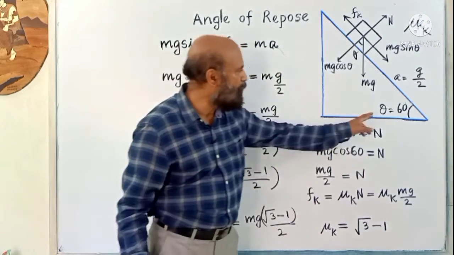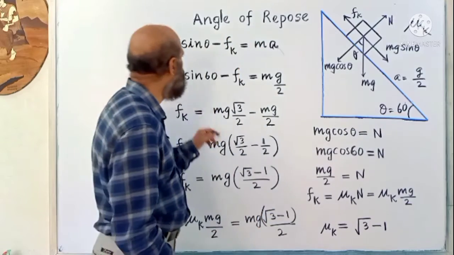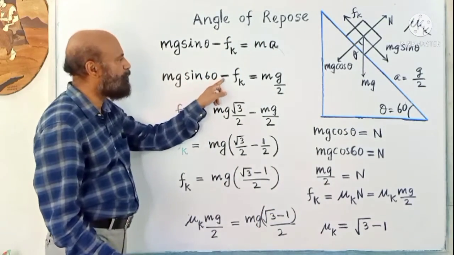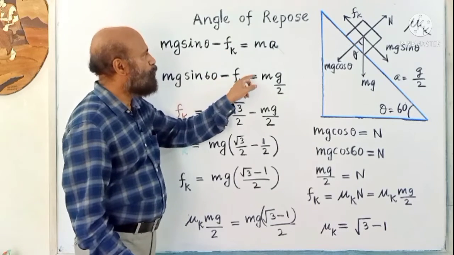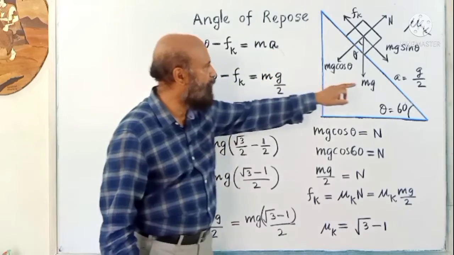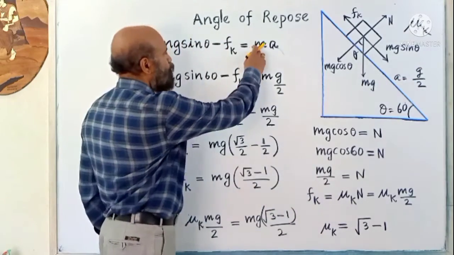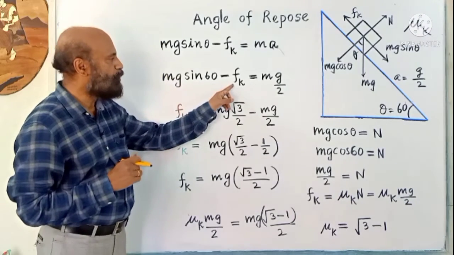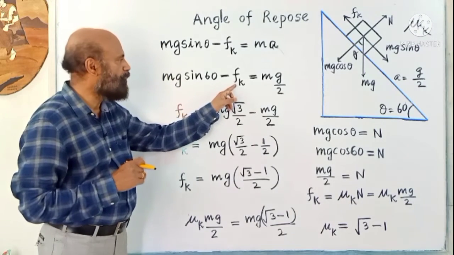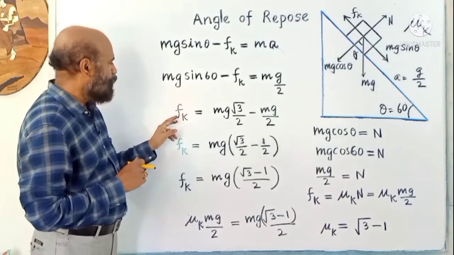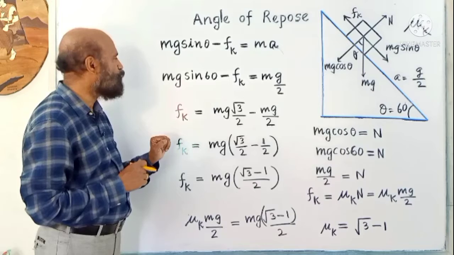In this question, the angle is given to be 60 degrees. So for this theta, we can put 60. So mg sin 60 minus fk is equal to, for acceleration, we can write g by 2, so m into g by 2. From this, we can get an expression for the kinetic frictional force. Take to the other side. So fk, the kinetic frictional force.